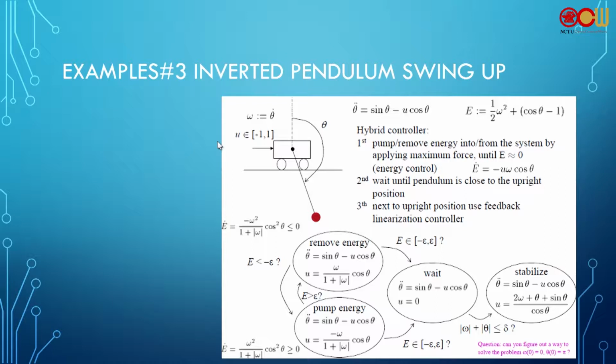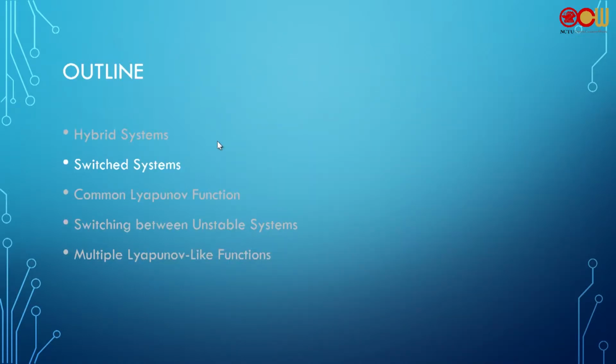And here's the controller you design for each phase, right? In this phase, you design this controller that can be used to pump the energy into the system. And here, the controller is doing nothing, right? It's zero. It does nothing. And here, you remove energy. So compare here to here. One is minus, one is positive. So the different functionalities.